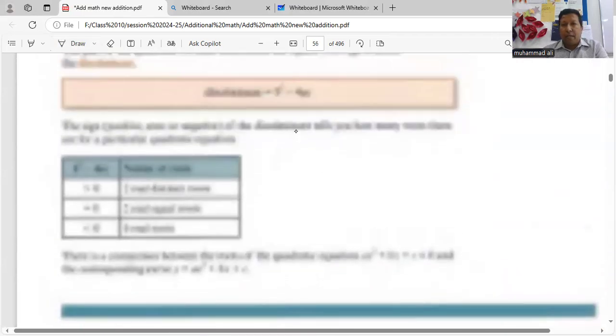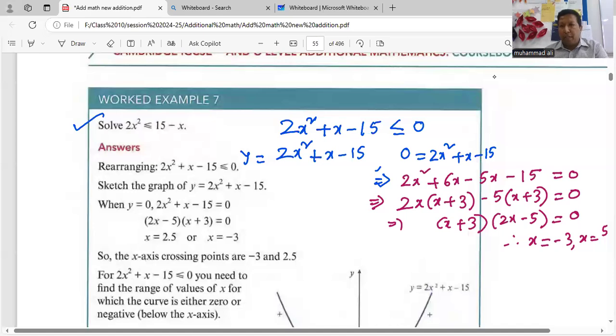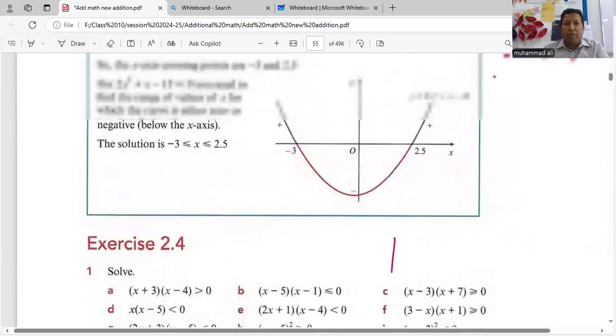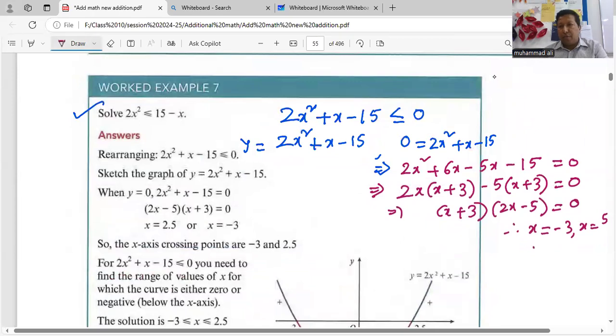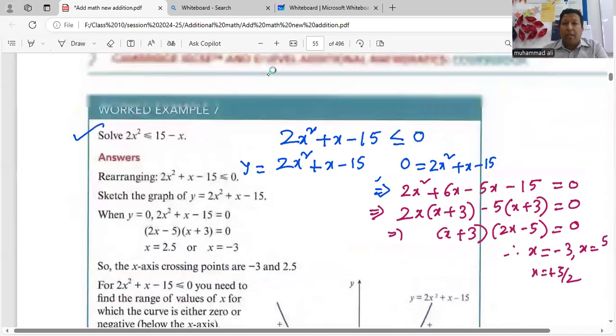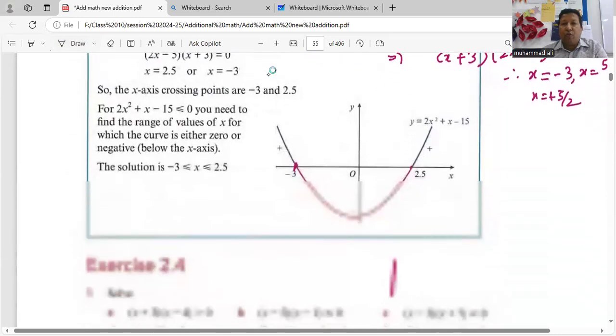That means this curve passes through the x-axis at x equals minus 3 and x equals plus 5 by 2. So here is the sketch. The curve is U-shaped. It passes through minus 3 and 2.5. What do you want? We have to consider where the curve is less than or equal to 0, and find the range of values of x.